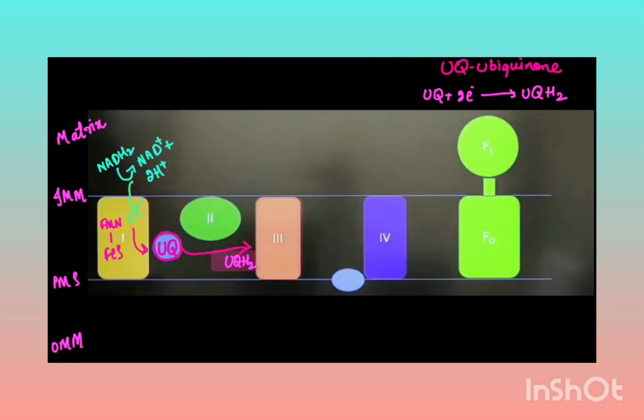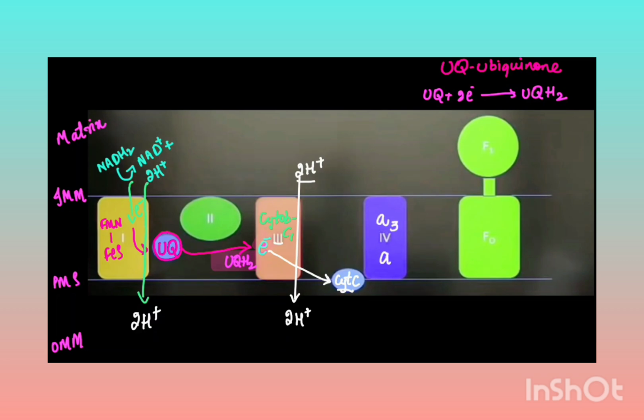Now this reduced ubiquinone can show a lateral movement. It transfers electrons to complex 3. The two protons which were formed when NADH2 was broken down are pumped into the perimitochondrial space by complex 1. Electrons from complex 3 are passed to cytochrome C, which is an intermembrane protein located on the outer surface of the inner membrane. When the cytochrome BC1 complex passes electrons to cytochrome C, it also pumps two protons into the perimitochondrial space.